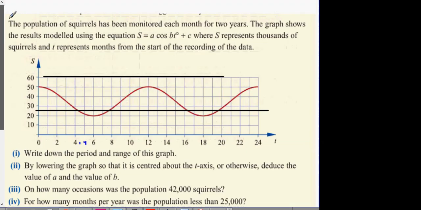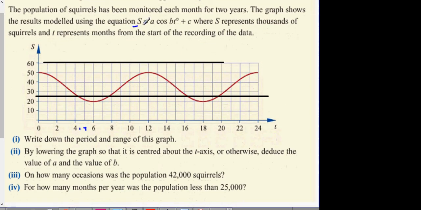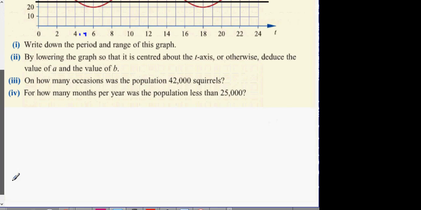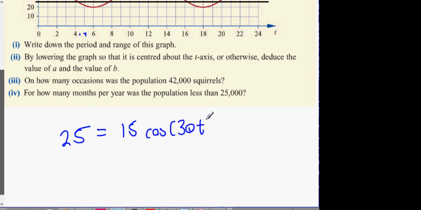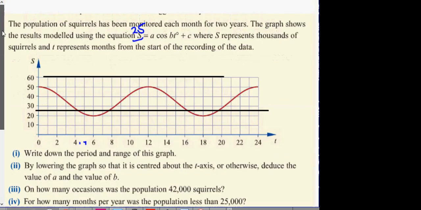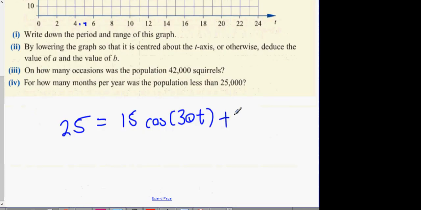And what we're going to say is S is meant to be 25, correct? We can find out exactly when it equals 25, and I'll show you how. 25 equals, what's the A value again? 15 cos 30t, and then what's the plus at the end? Plus 35. Now look at this. Guys, this is very important as a backup. Take away 35: 25 minus 35 is minus 10. So minus 10 equals 15 cos 30t.